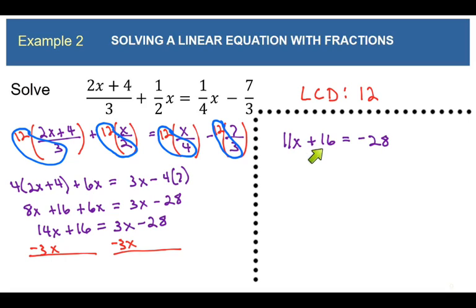Now minus 16, when we want to get rid of the plus 16, that's going to give us 11x equals negative 44. Divide both sides by 11, and you see that x equals negative 4. Okay?